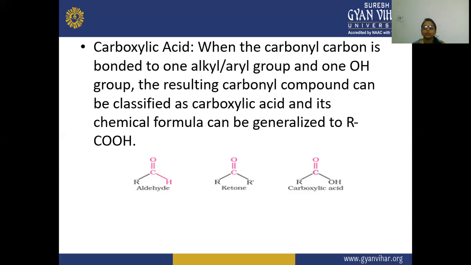So here you can see the three structures of the aldehyde, ketone, and carboxylic acid. In the first structure, the carbonyl carbon is attached on one side to R, which can be an alkyl or aryl group, and on the other side to hydrogen. Secondly, in your ketone, both sides are alkyl groups, or both can be aryl groups, or one alkyl and one aryl, or even different alkyl groups.